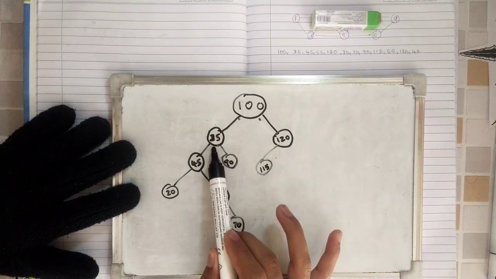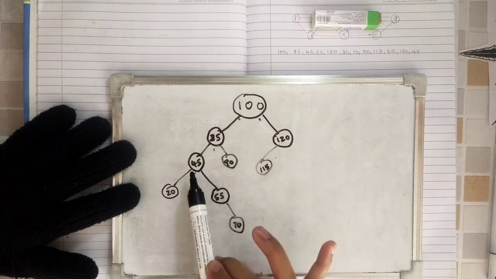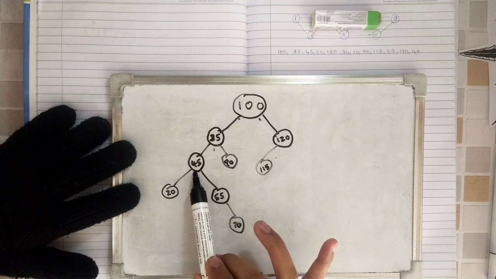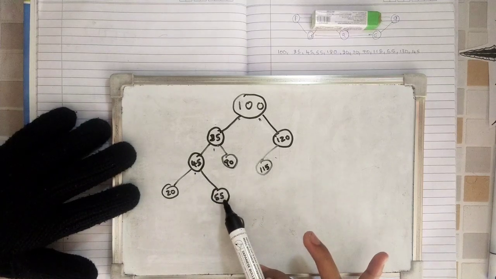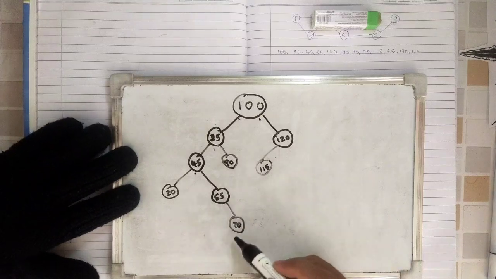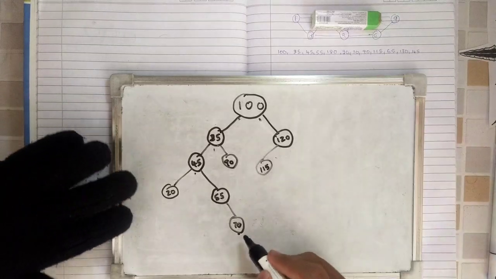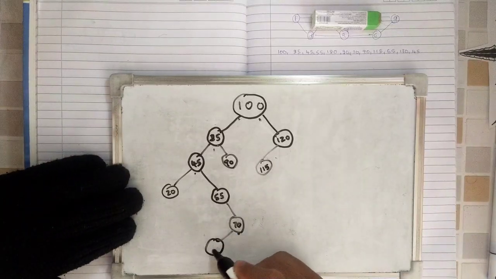Now 65. It's less than 100. Okay, 85. Now 65 is less than 85. Yes, it is less than 85. Now compare with 45. Is 65 less than 45? No, it's greater, so it will come here. Now again we have a node here, 55. Is 65 less than or greater? Greater than. Now I will come here. Now 70 is there. 65 is less than 70. Yes, so it will be placed on the left hand side.